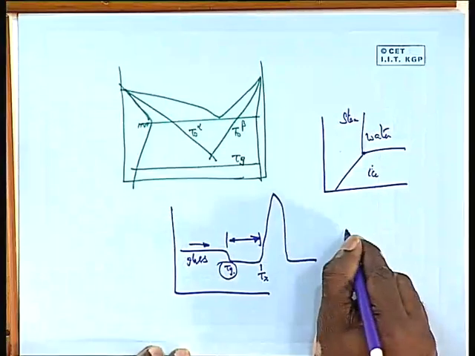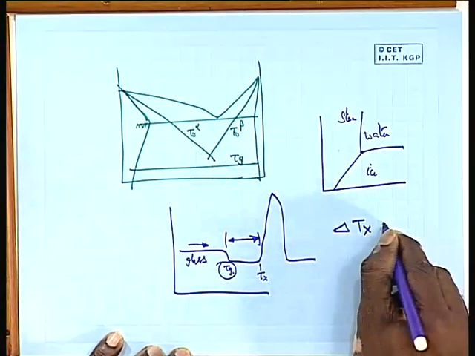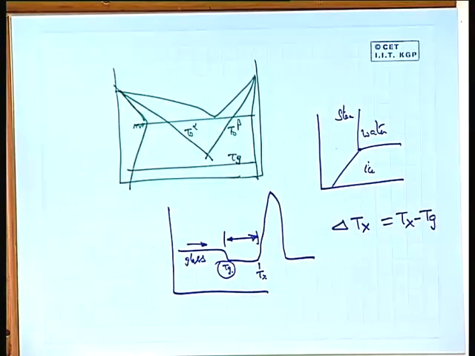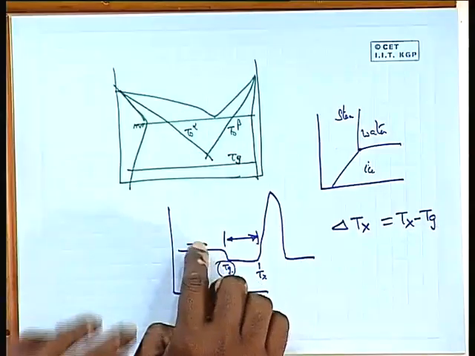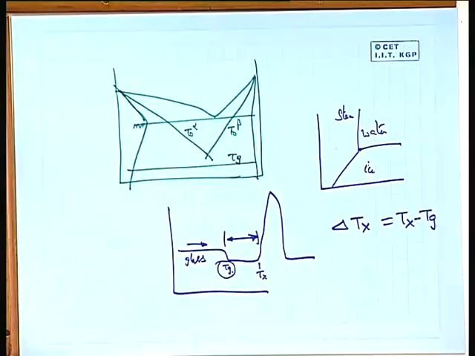And this particular range is called delta Tx, which is a very crucial parameter, Tx minus Tg, which can measure how easily a glass can form or how stable a glass is. For example, if this delta Tx is very large, what does it mean? It means that if I form a glass, to crystallize this glass I need to heat it to very high temperatures. Unless I heat it to very high temperatures, it will not crystallize. That means the glass is a stable glass.